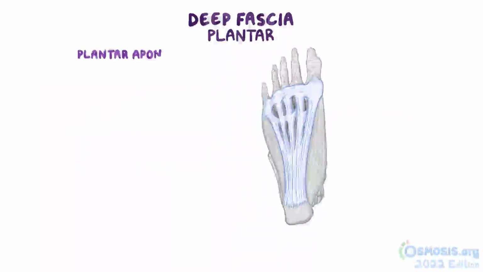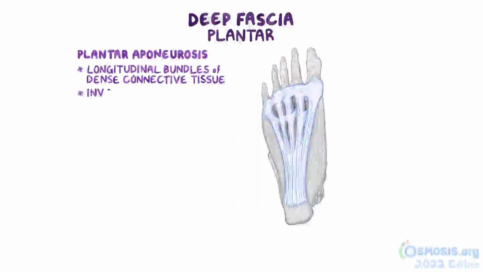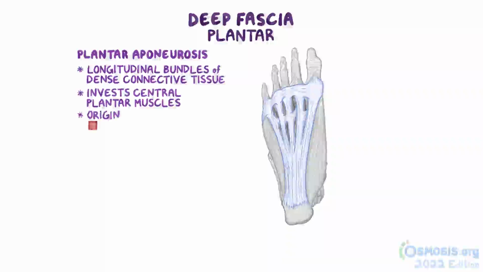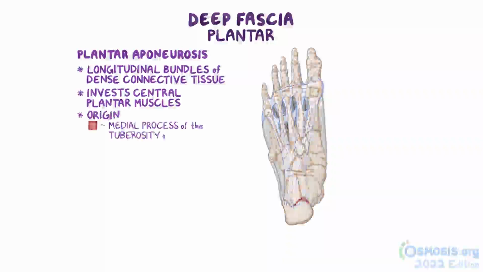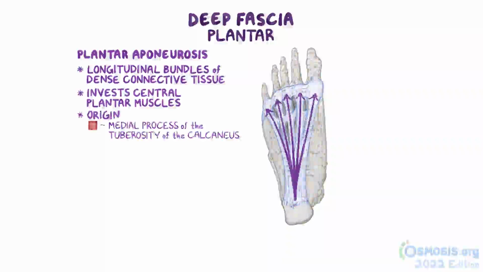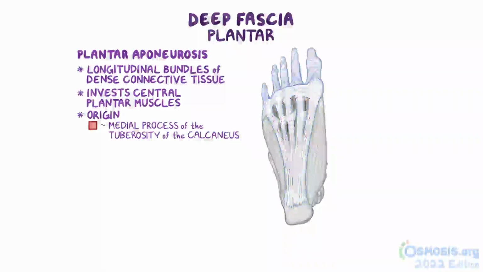The plantar aponeurosis is strong because it consists mostly of longitudinal bundles of dense, fibrous connective tissue that invests the central plantar muscles. These longitudinal fibers originate as a single entity on the medial process of the tuberosity of the calcaneus, and as they move towards the toes, they divide into 5 bands that become continuous with the fibrous digital sheaths that enclose the flexor tendons that pass to the toes.